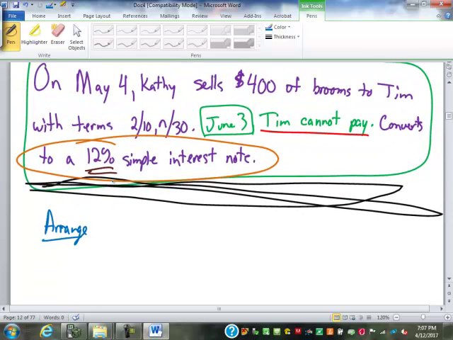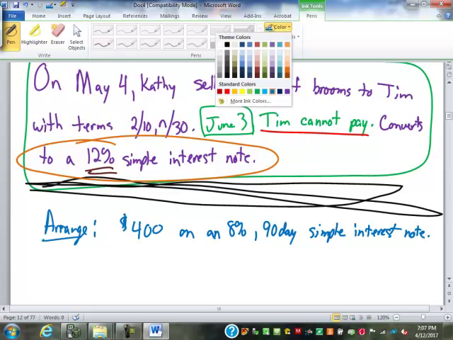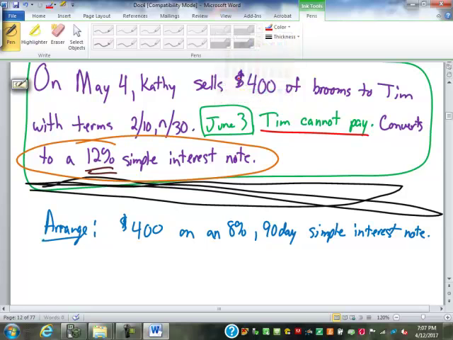that $400 on an 8%, 90-day simple interest note. So Tim will pay back at the end of 90 days. Tim will pay Kathy the $400 plus the 8% interest on it for that time.